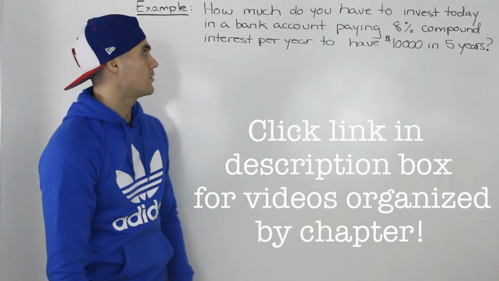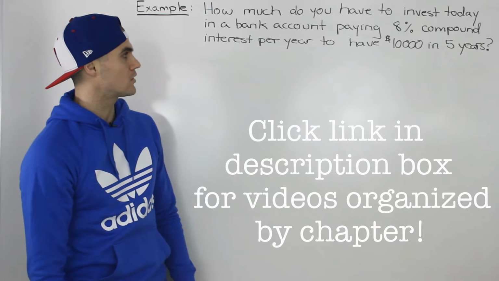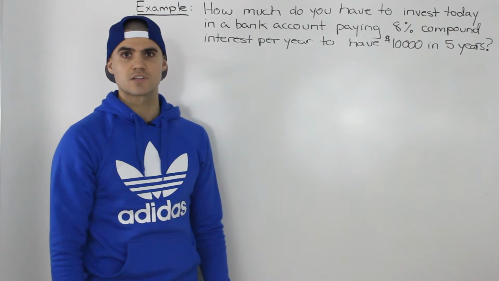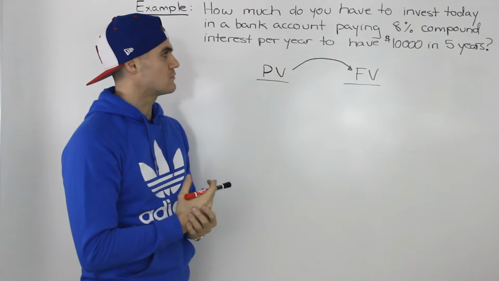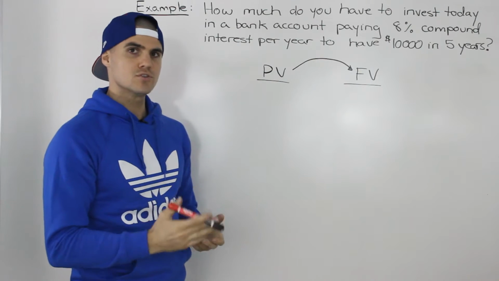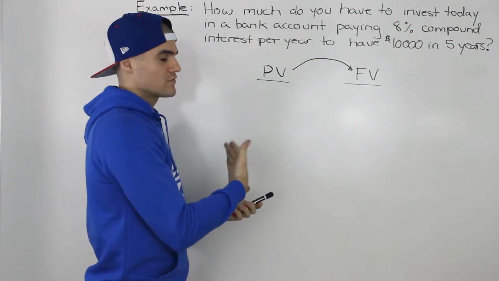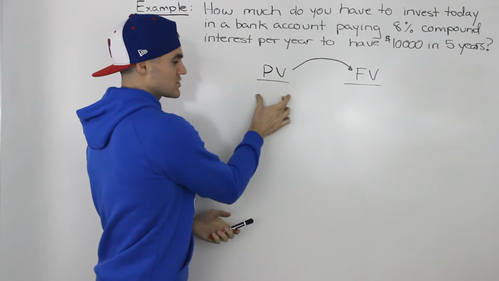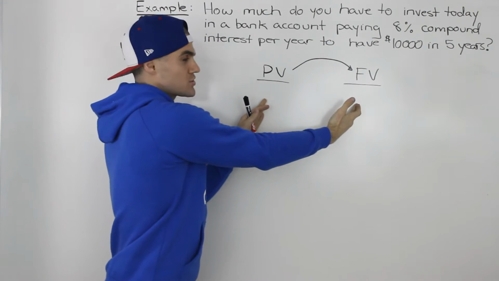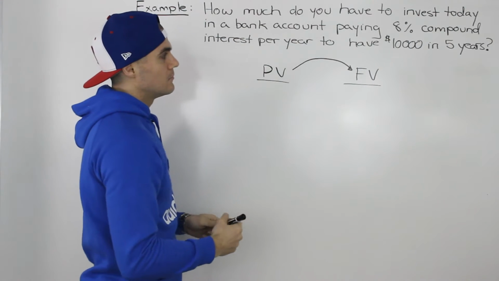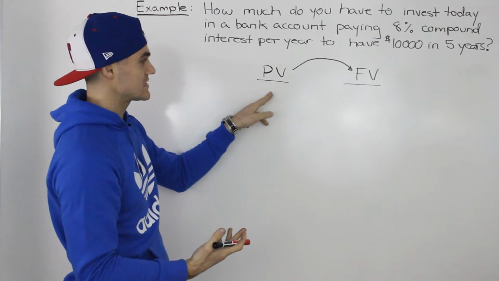Moving on to the next example, how much do you have to invest today in a bank account paying 8% compound interest per year to have $10,000 in 5 years? Now this question is a little different than the questions we've been dealing with so far, because usually what's been happening is we are told how much we're investing today, so we invest a certain amount, and then we have to find out how much that investment grows to, so the future value of it. But in this case, they're asking us how much do we have to invest today.